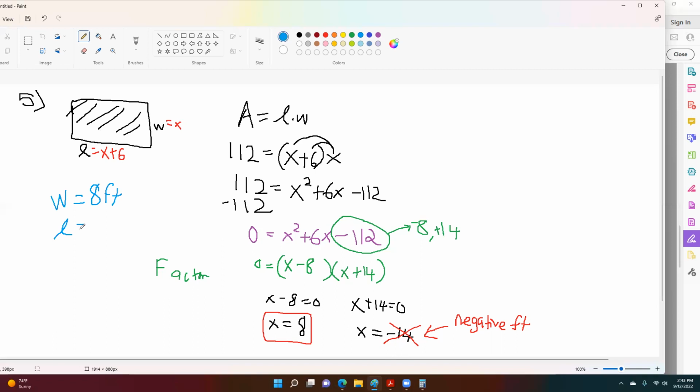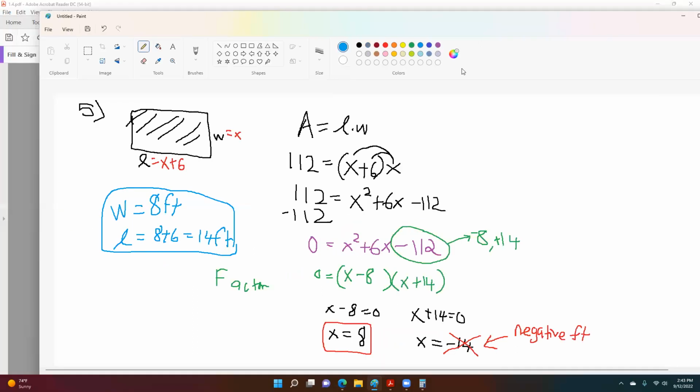And my length in this case will be 8 plus 6 because it's x plus 6, which is 14 feet. So the dimension of this rectangle is 8 by 14 or 14 by 8, doesn't matter which one comes first. This is the dimension of this rectangle. Again, class, I just want to point out the reason why this negative 14 is not good, or is being crossed out, is because we cannot have a negative feet when you talk about it.